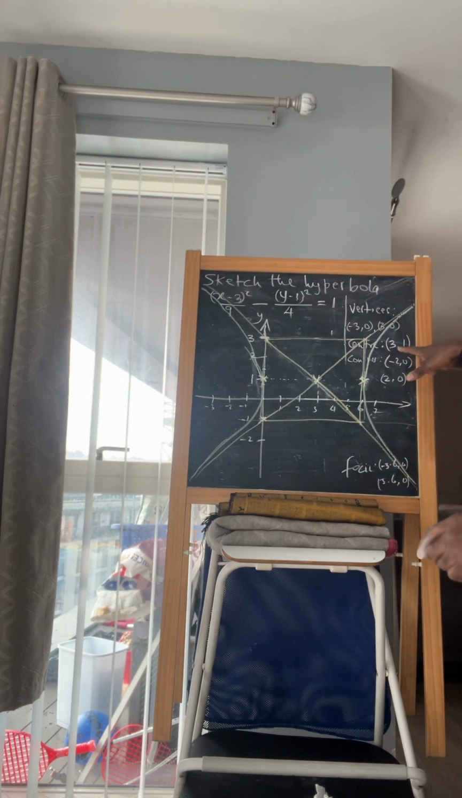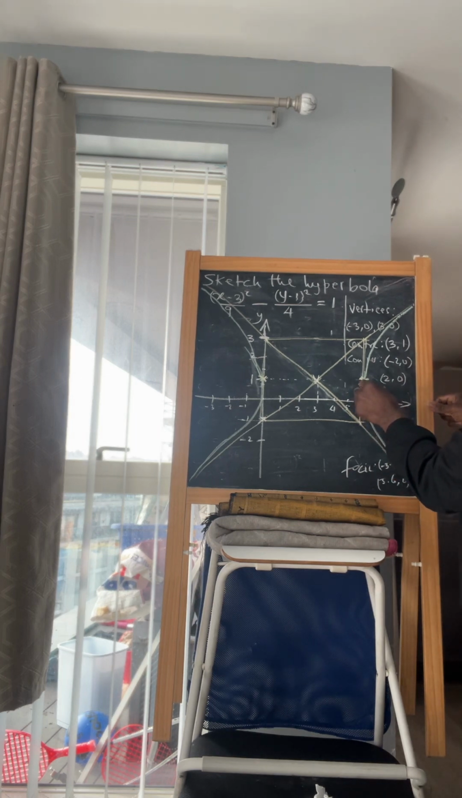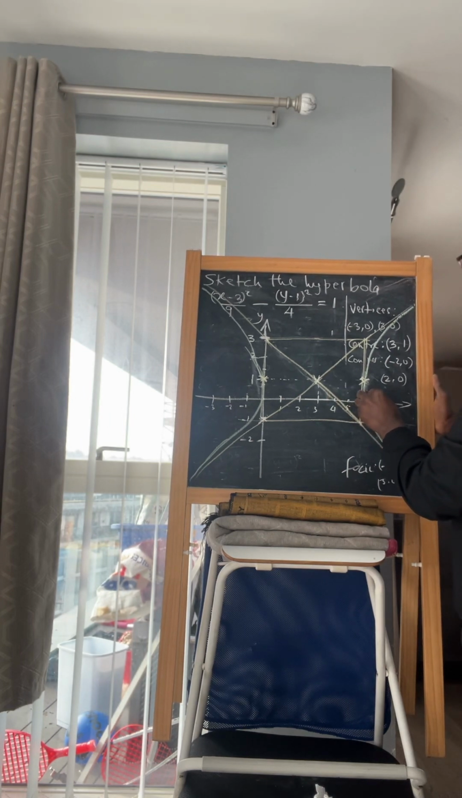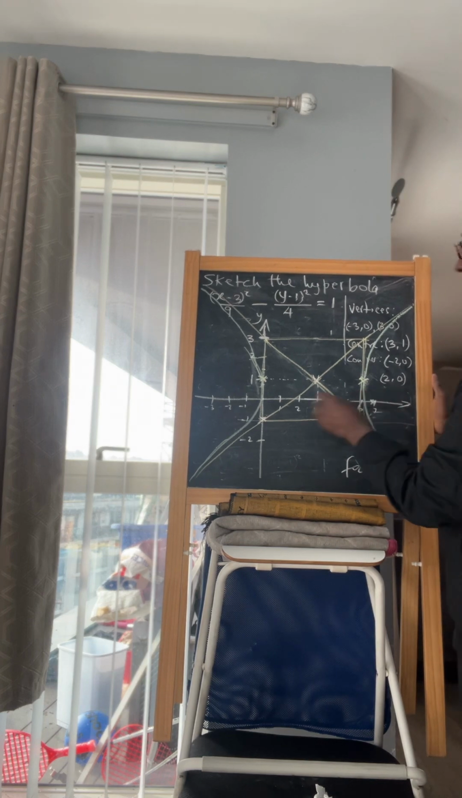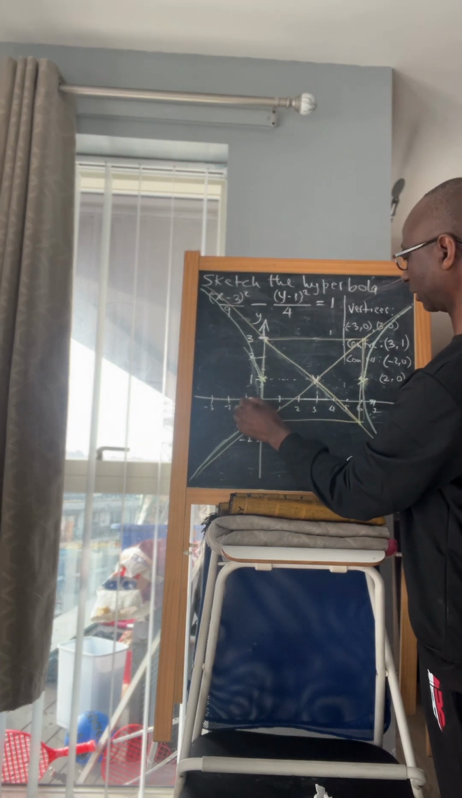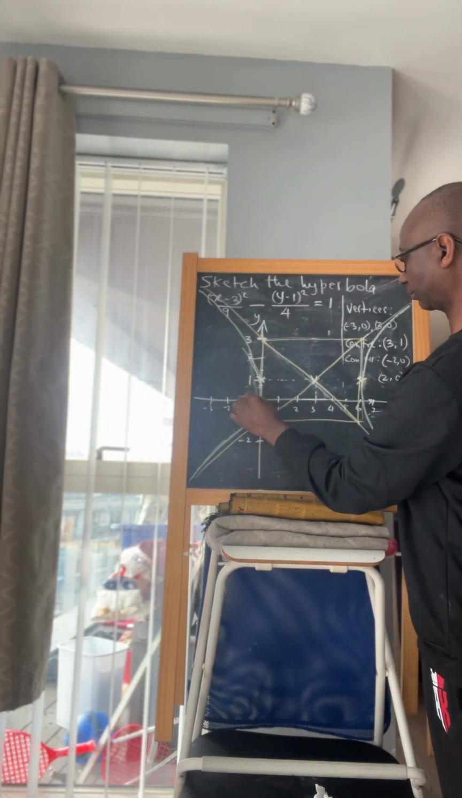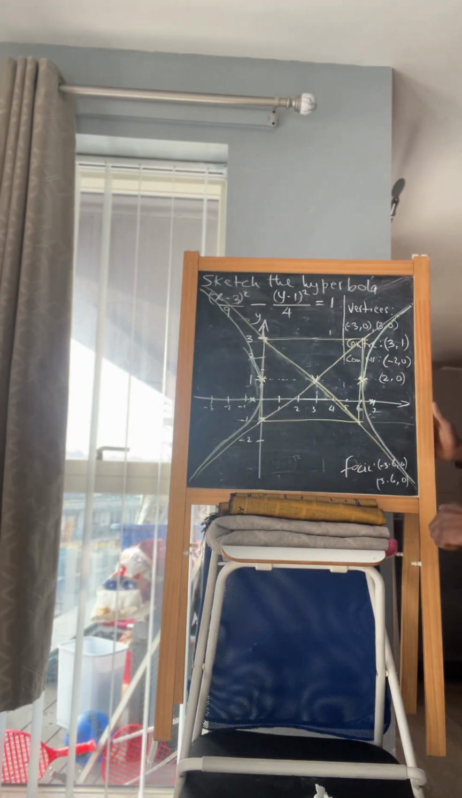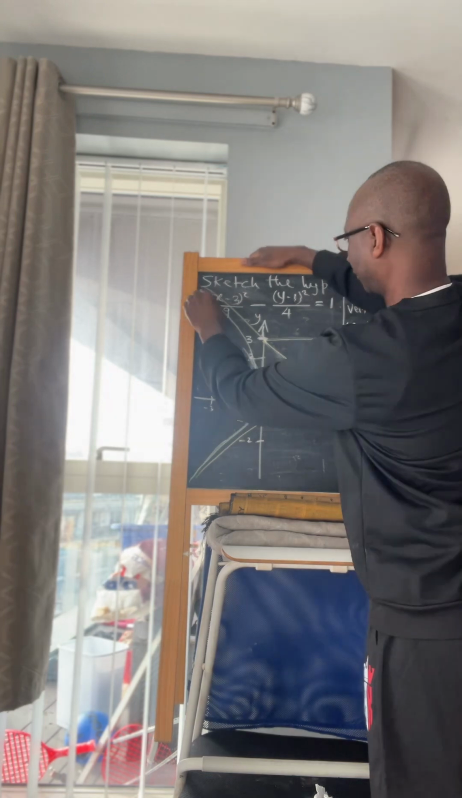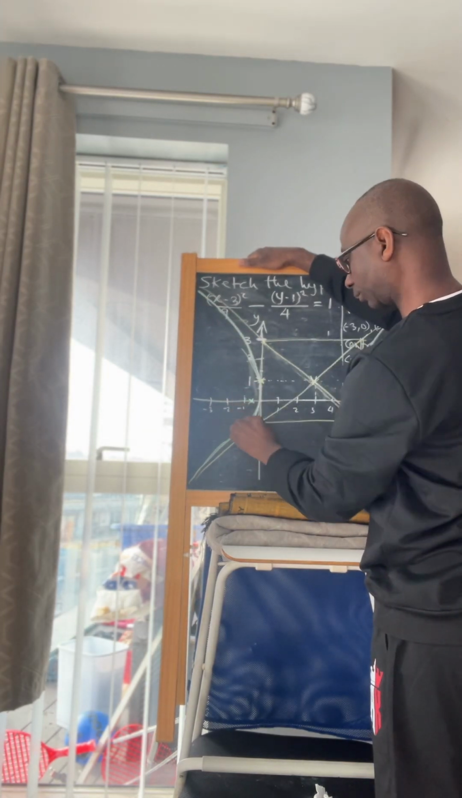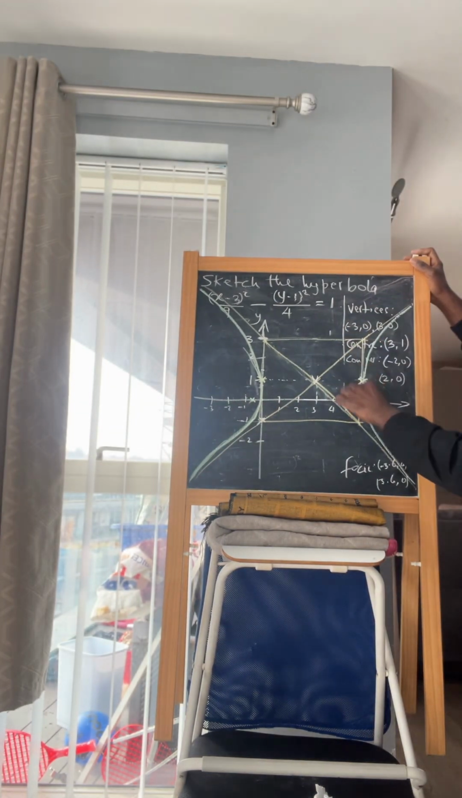And your foci, which was minus 3.6, if you add it to here, so 1, 2, 3, so 3.6 will be somewhere around here. This is your focus. And 3.6 again will be somewhere around here. These are your foci. So this is your graph. You've plotted it. This is it.